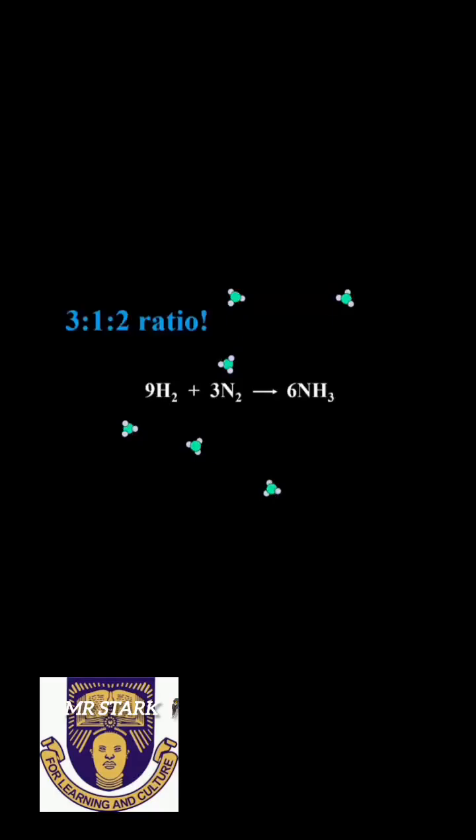So what I'd like you to be able to see here is that even with larger amounts of molecules, this reaction still occurs with a ratio of 3 hydrogens to 1 nitrogen, producing 2 ammonia molecules. And with this particular reaction, it will always react in that 3:1:2 ratio, no matter how many molecules you have. You can see we have produced, using 9 hydrogens and 3 nitrogens, a total of 6 ammonia molecules.